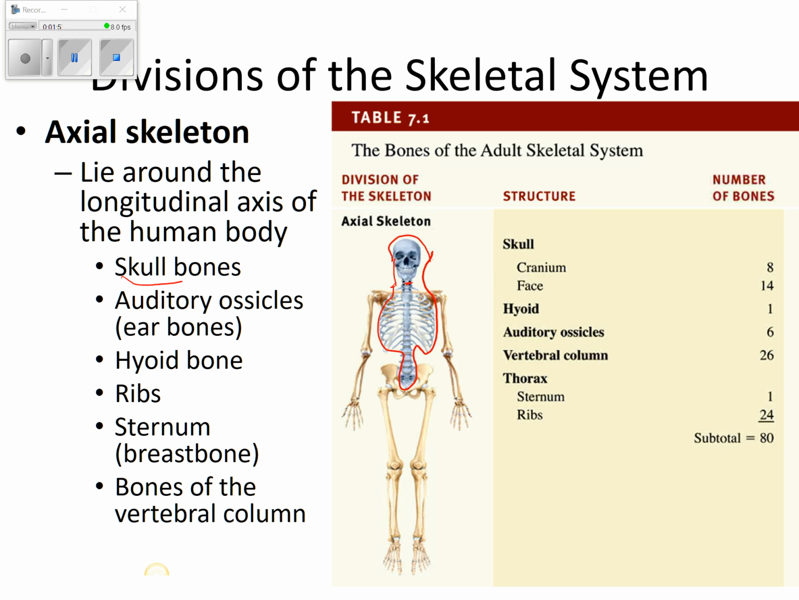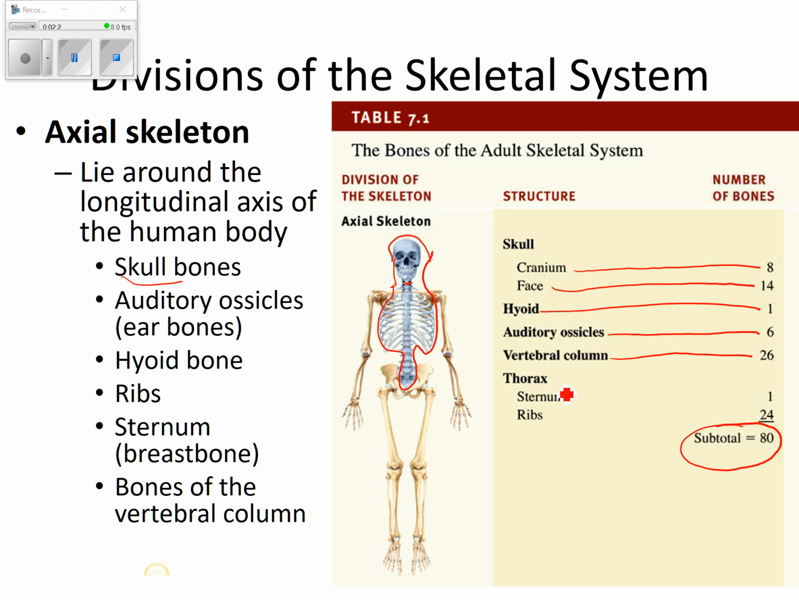So you do need to look over here and know that your axial skeleton contains 80 bones total, and it breaks it down into each one. So the cranium has 8, your face has 14, and you do need to know each one of these separate. Hyoid is only 1 bone. Auditory ossicles, there's 3 in each ear, so that makes 6. Vertebral column, you have 26 bones. The thorax is broken down to sternum 1 and your ribs 24. So all those add up together to be 80.